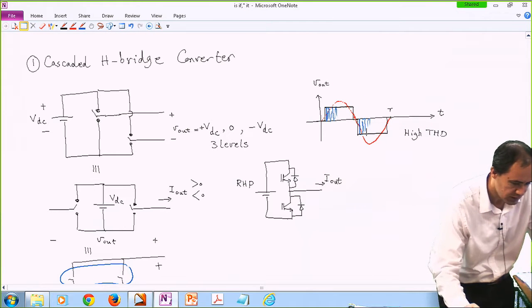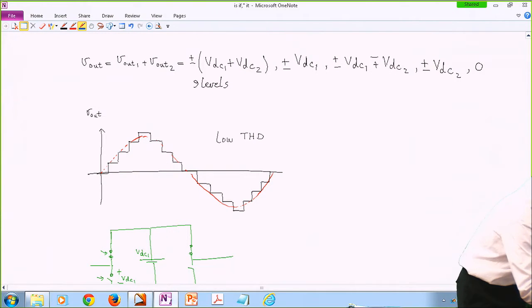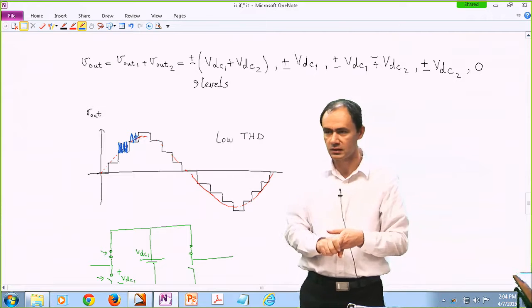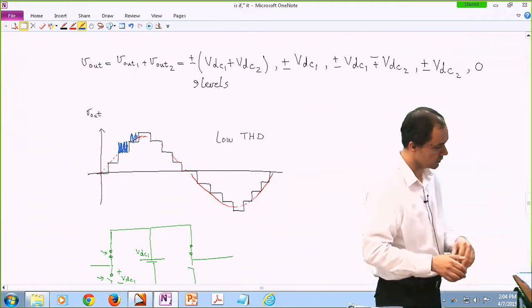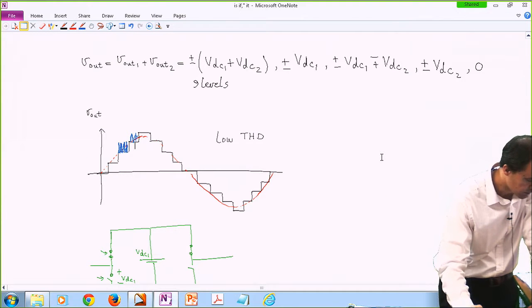Also, for the cascaded one, you can still do PWM, meaning that you don't have to stay here. You can, for instance, go up and down here, and then up and down here, or something like that. So remember, my drawings are all based on the staircase assumption, but then you can do PWM or space vector modulation.